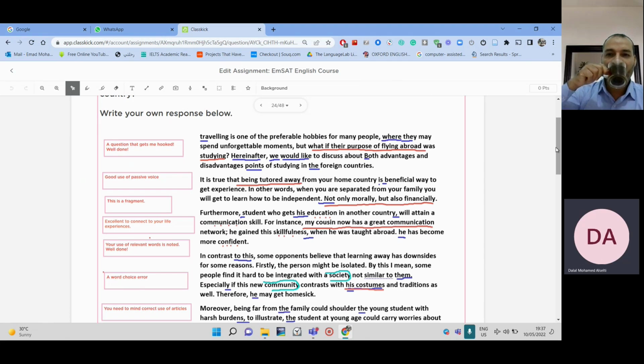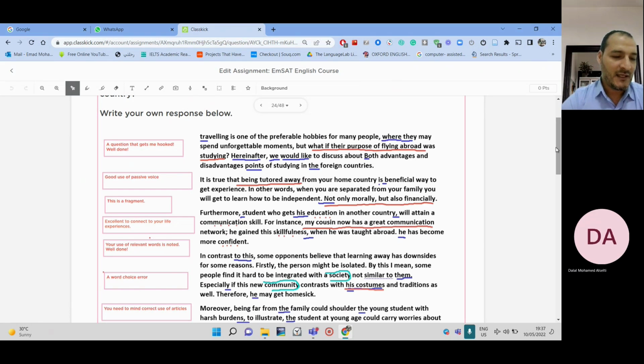Traveling is one of the preferable hobbies for many people, where they may spend unforgettable moments. But what if their purpose of flying abroad was studying? Here and after, we would like to discuss about both advantages and disadvantages points of studying in the foreign countries. That's great. Good reading. I have already underlined some points here I want you to make note of.